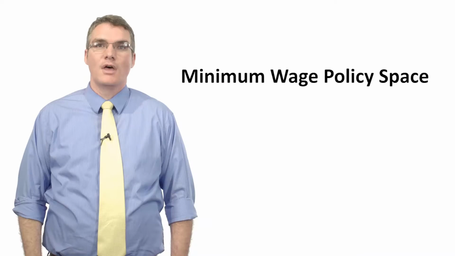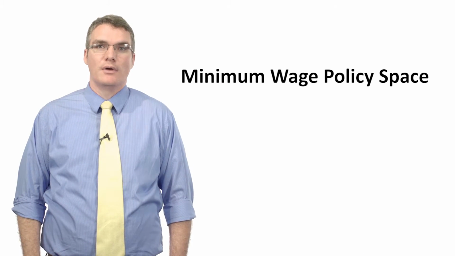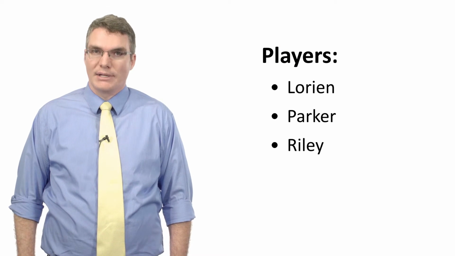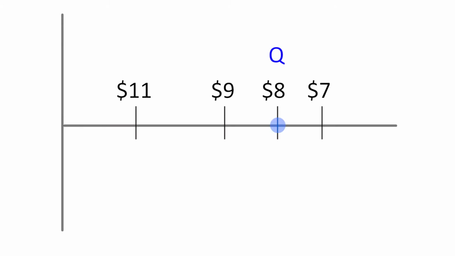majority rule. Minimum wage policy fits pretty nicely in the policy space we talked about before. We can just start by drawing the line and put lower minimum wages on the right and higher minimum wages on the left. Now let's define some players. Suppose Lorien, Parker, and Riley are in charge of minimum wage policy. The current minimum wage is $8 an hour, so that's our status quo. And the preferred minimum wages of our 3 players are $7, $9, and $11 an hour respectively.